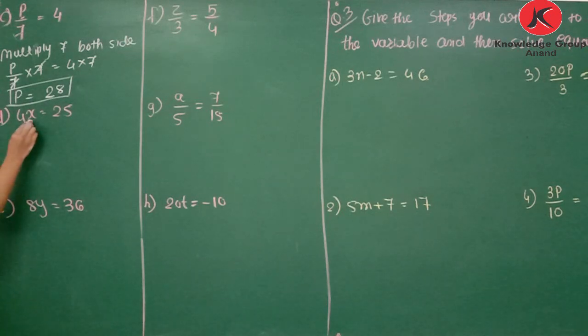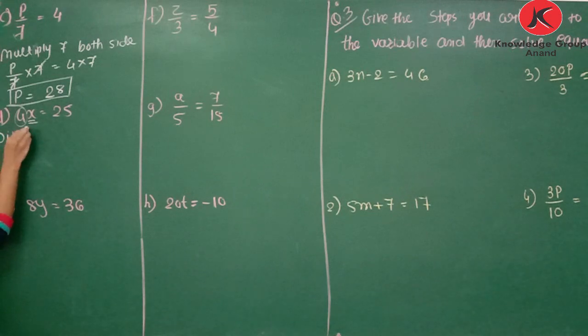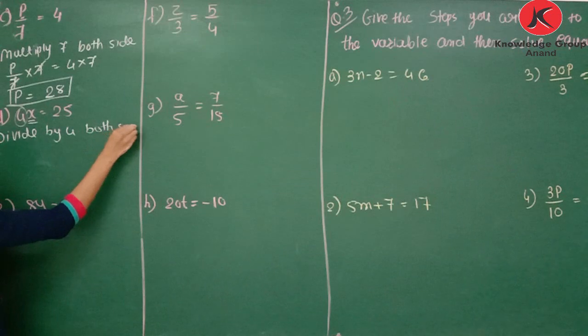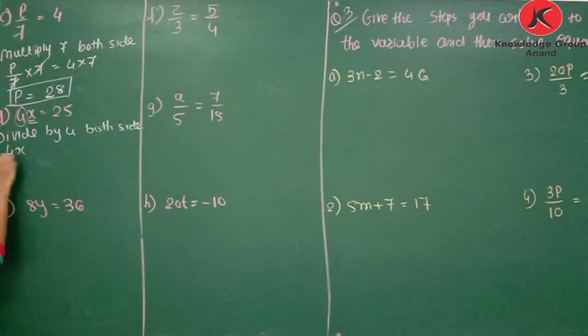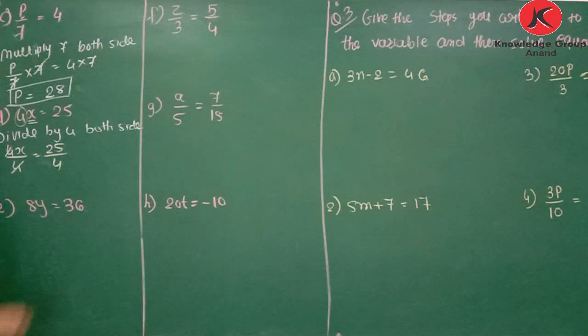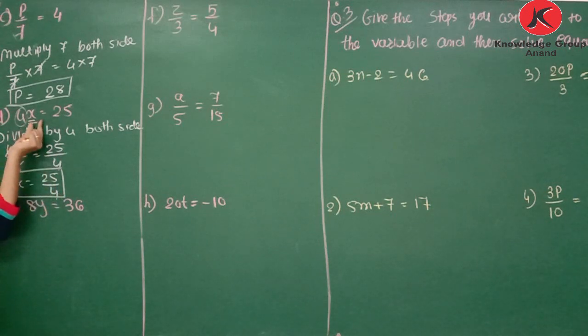Now next one, 4x is equal to 25. What we need to find? x. We need to remove this 4. 4 is in a multiplication, so divide by 4 both sides. So 4x by 4 is equal to 25 by 4. 4 cancel, 25 by 4 is not divisible, so we need to write it as it is. x is equal to 25 by 4. If you write the value of x here, 25 by 4, then 4 cancel and the answer is 25.